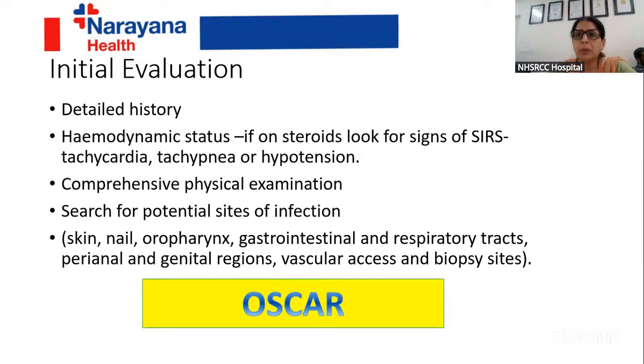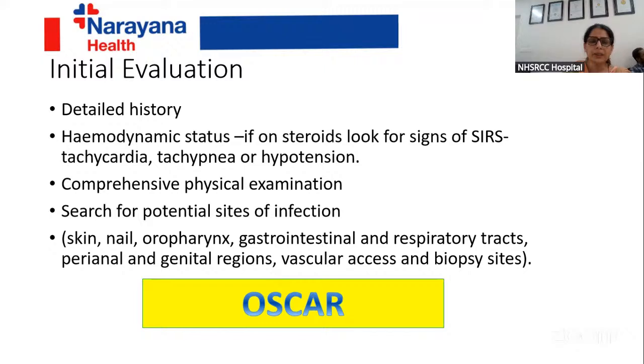Next is do a hemodynamic assessment, because we don't want to land up in a shock state. But always look, if the child is on steroids, as we saw here, the child did not have fever, but you should look for systemic inflammatory response syndrome signs, and they are like tachycardia, tachypnea, and hypotension.